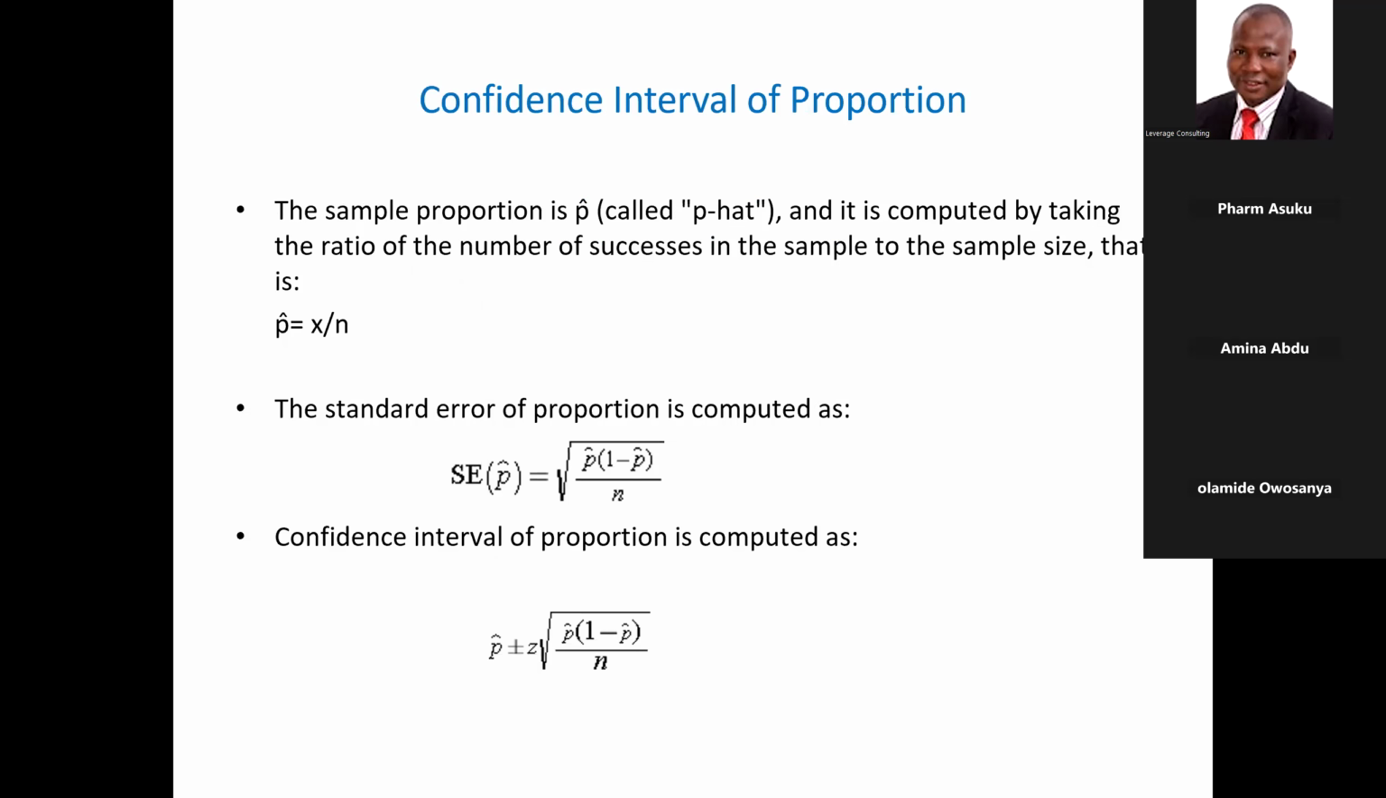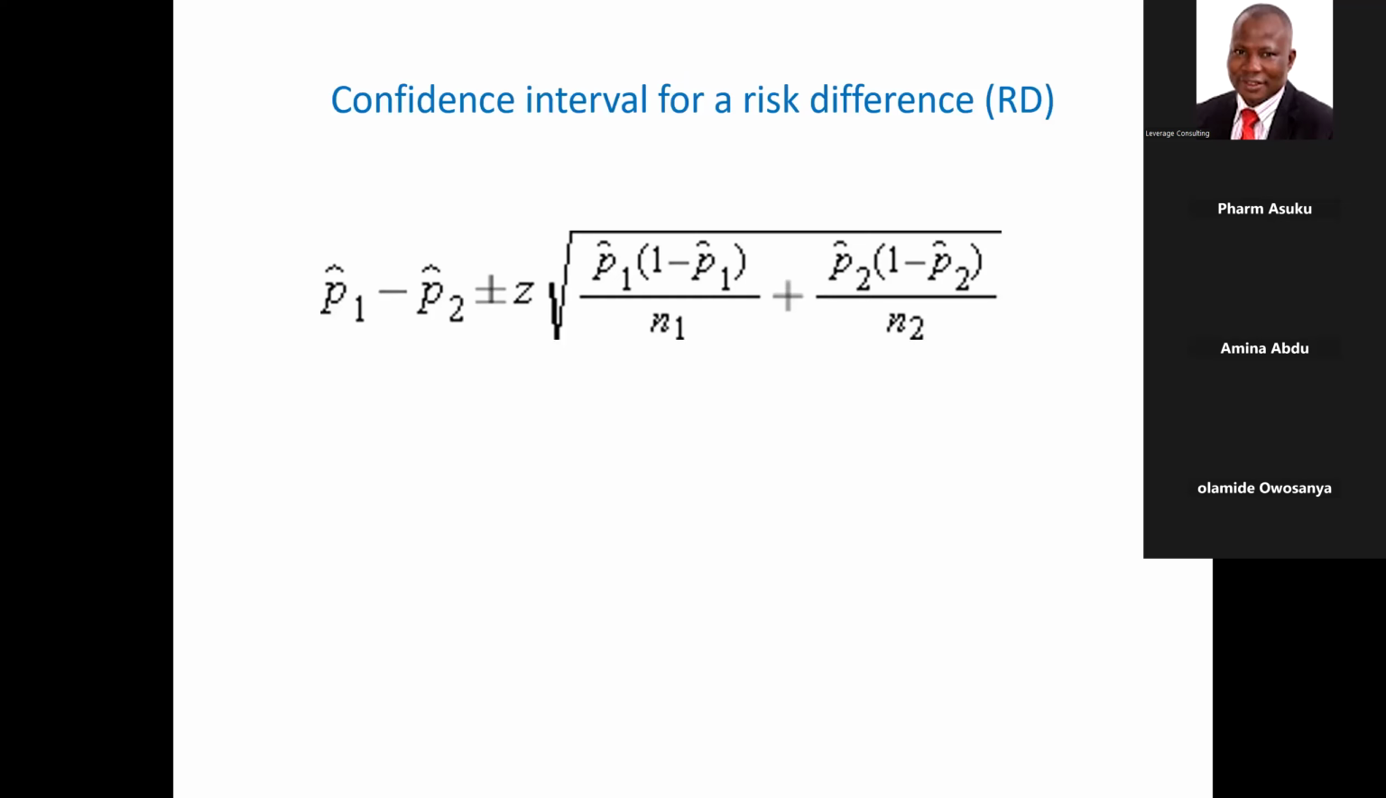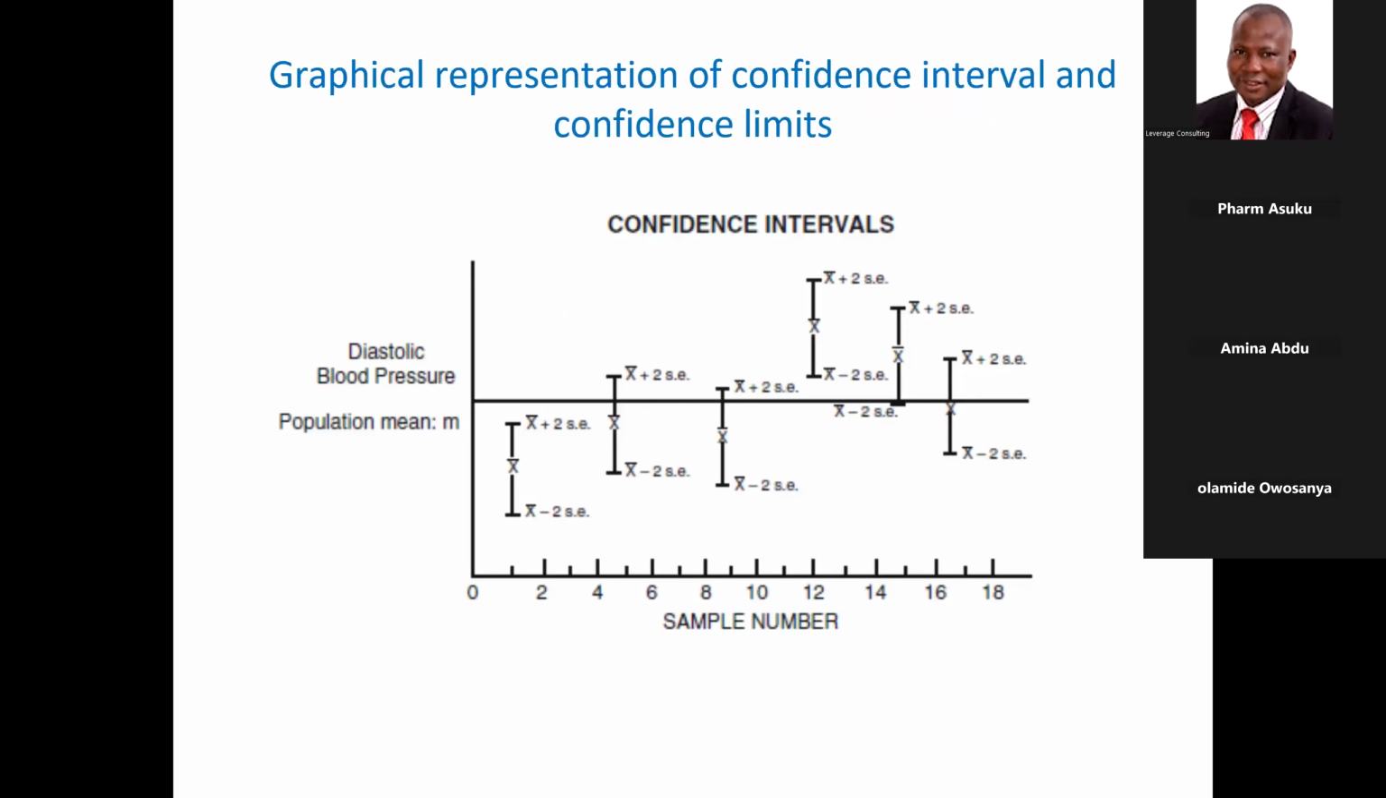So, the confidence interval of a proportion. You know, we say you can calculate a confidence interval of anything. So this is where I want to ask a question. Now, this graph we are seeing is a representation of the confidence interval and confidence level limit for diastolic blood pressure.